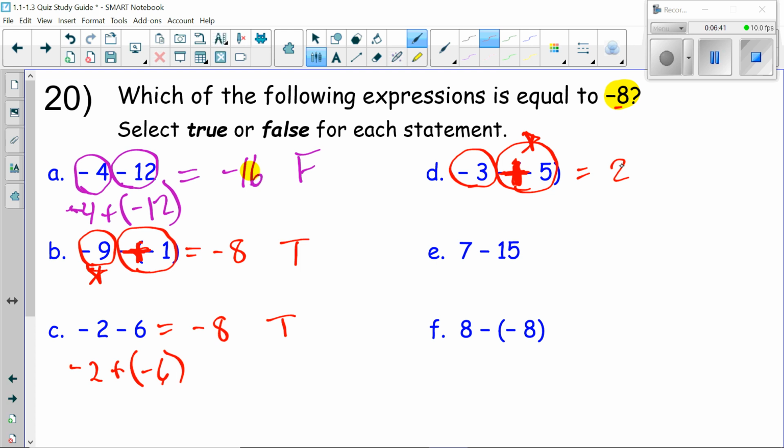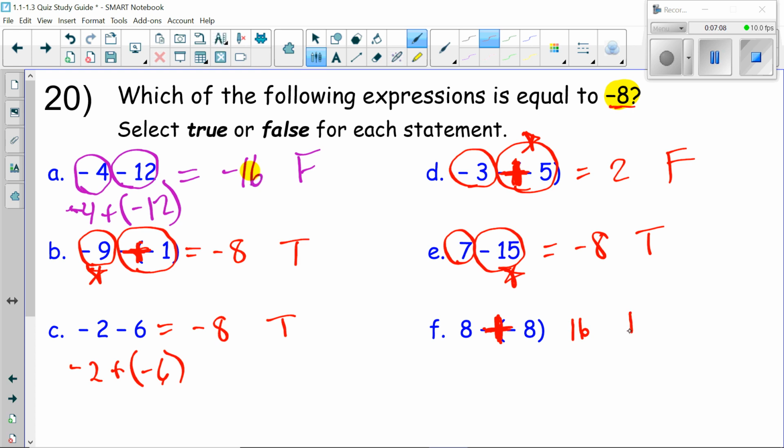It does not equal. 7 is positive. -15, negative, more negative. 15 minus 7 is 8. Answer is -8. We're looking for that. That's a true statement. Last one. We have a negative and a negative there. Minus a negative make a positive. This answer is not 0. This answer is a +16. Does not equal -8, so that's false.